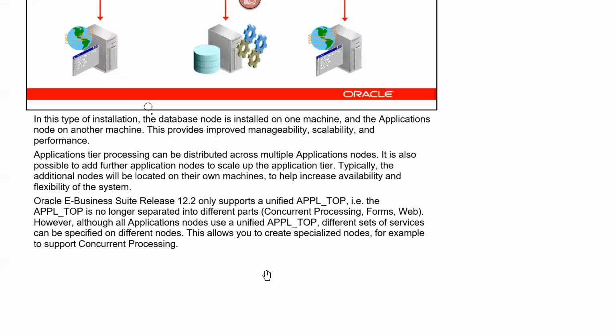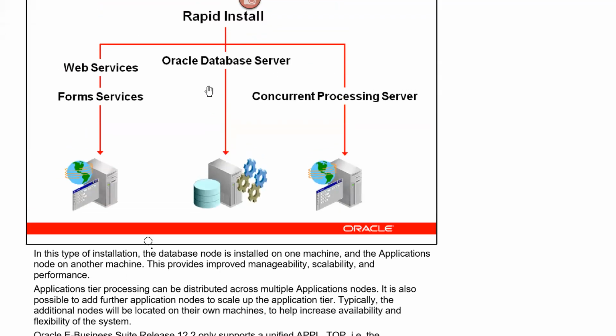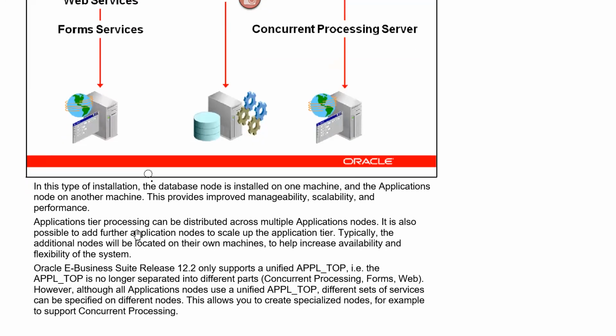Let me see if there are any important points. In this type of installation, the database node is installed on one machine and the application node on another machine. This provides improved manageability, scalability, and performance. Application tier processing can be distributed across multiple application nodes. It is also possible to add further application tiers to scale. Typically, the additional nodes will be located on their own machines to help increase flexibility.